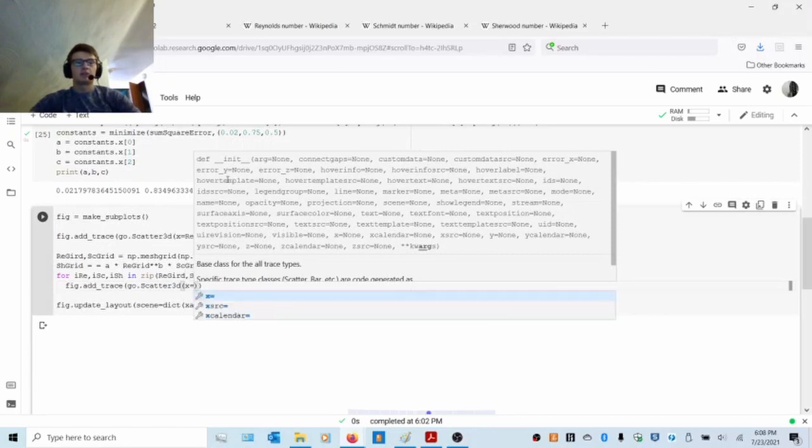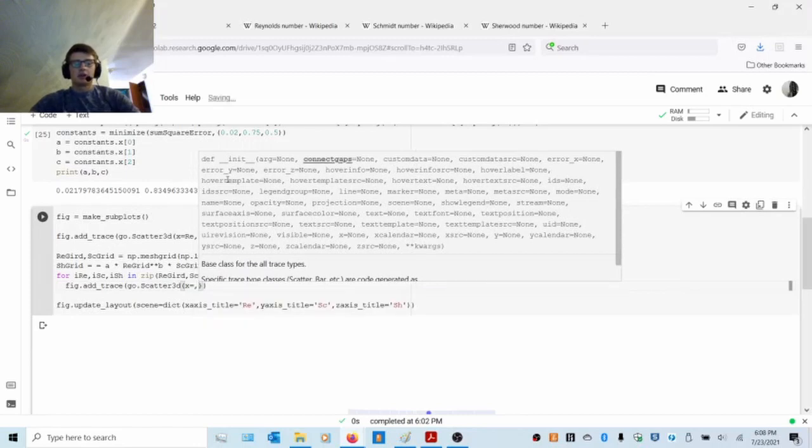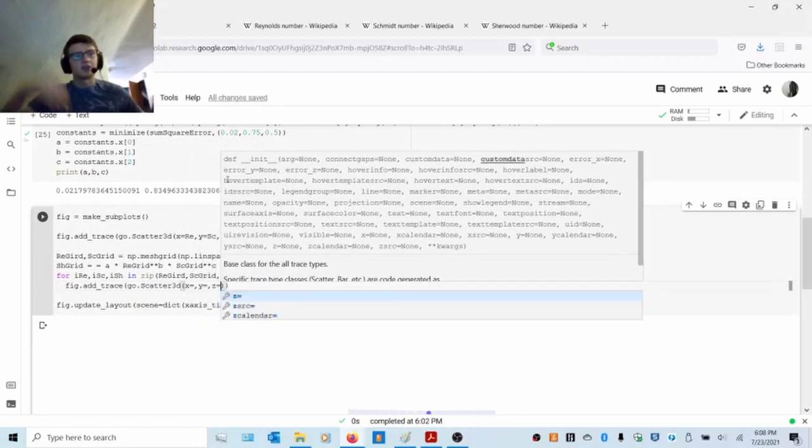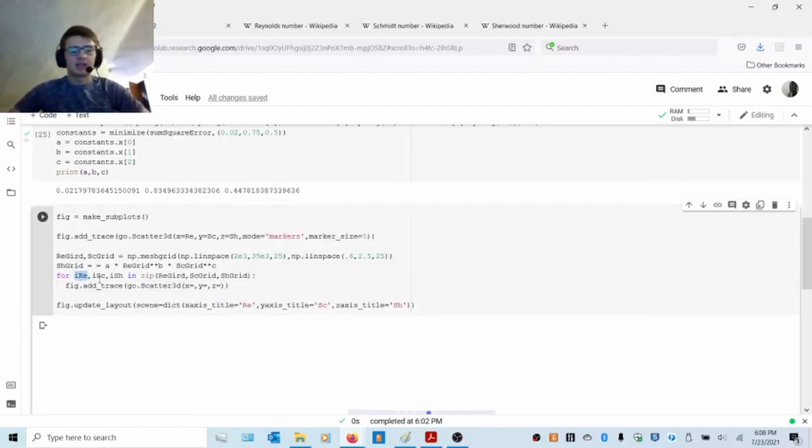Once again, what does Scatter3d like? It likes an X value. It wants a Y value, but it needs a Z value. And it actually needs all of those to function. So we need an X, Y, and a Z value. Well, that's just going to be the Reynolds number, the Schmidt number, and the Sherwood number.